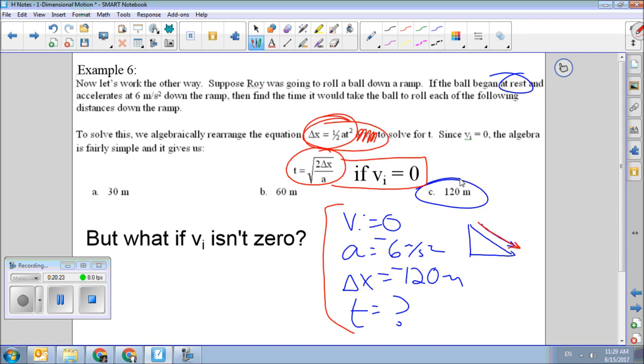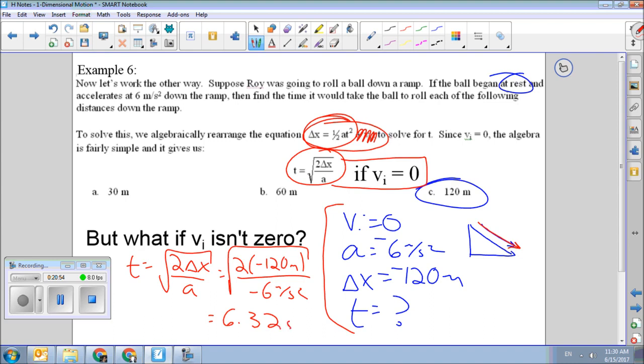So plug in your numbers here, and so let's see, we're going to get t equals the square root of 2 times displacement over acceleration. So you get 2 times negative 120 meters over negative 6 meters a second squared. Notice these are either both negative or both positive, right? And then take the square root. So 240 over 6 is 40. Square root of 40 gives us 6.32 seconds. Okay, so there's the answer there.